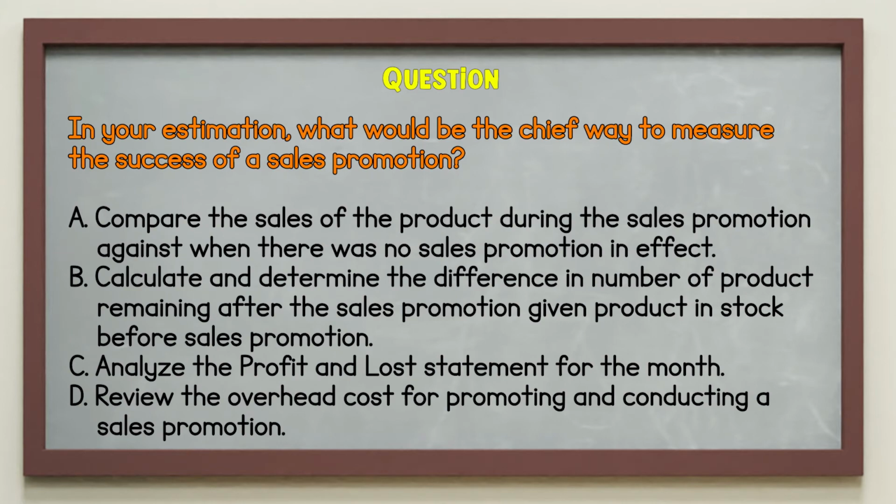Question. In your estimation, what would be the chief way to measure the success of a sales promotion? A. Compare the sales of the product during the sales promotion against when there was no sales promotion in effect. B. Calculate and determine the difference in number of product remaining after the sales promotion given product in stock before sales promotion. C. Analyze the profit and loss statement for the month. And D. Review the overhead costs for promoting and conducting a sales promotion.